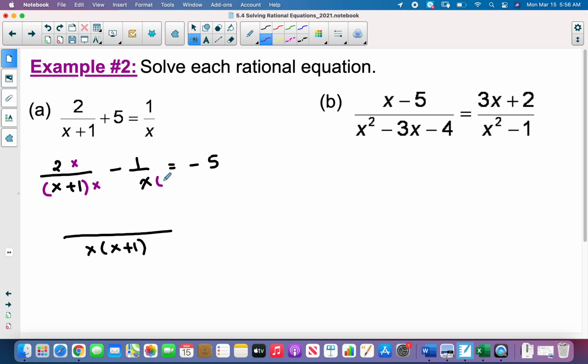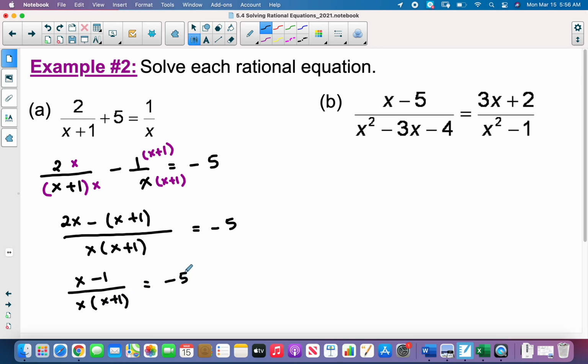And then this gets multiplied with an x plus 1, so you multiply 1 also with an x plus 1. So in the numerator you have 2x minus (x plus 1). Don't forget to put the brackets because there's a negative outside, equals -5. When you open the brackets, you get 2x minus x, which is x, minus 1, divided by x times x plus 1, equals -5.